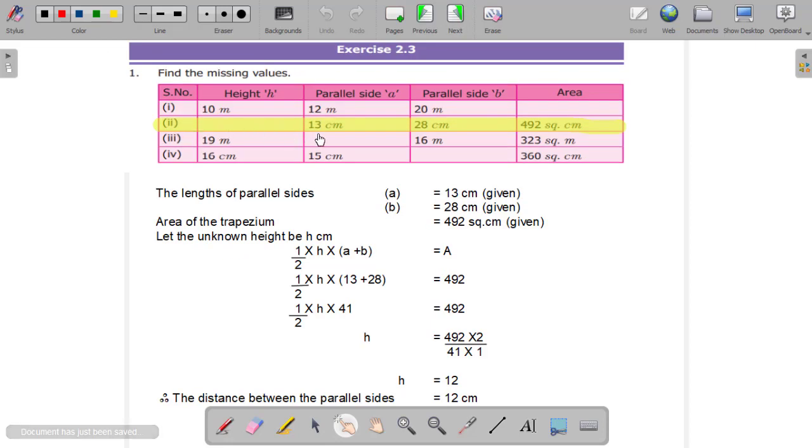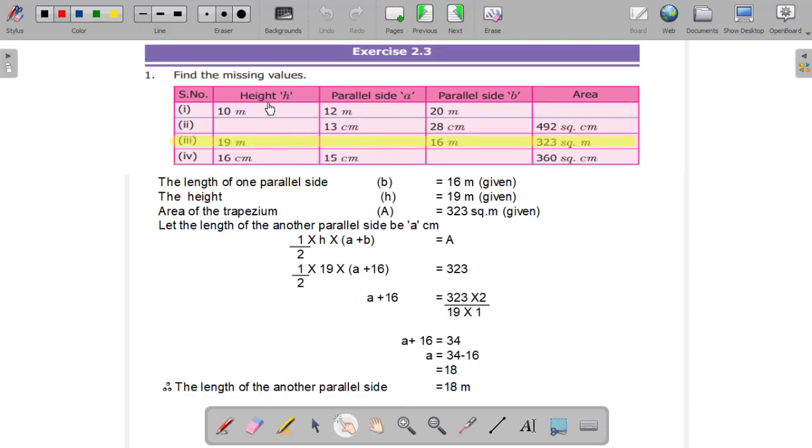In the second sum, parallel side a, parallel side b and area are given. First write the given details and then let the unknown height be h centimeter. According to this formula, we get this equation. So by solving this equation, we can easily find out the missing height. Third sum, height is given, parallel side b is given, area is also given. So by using the formula, we can form an equation. By solving the equation, we can easily find out the other parallel side.